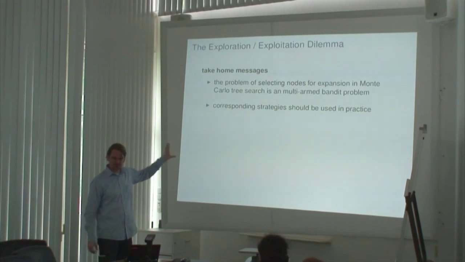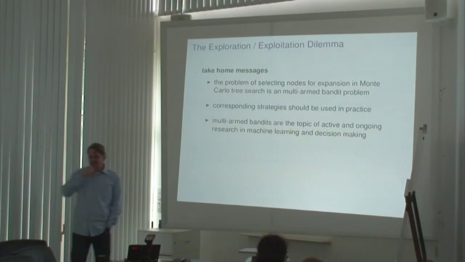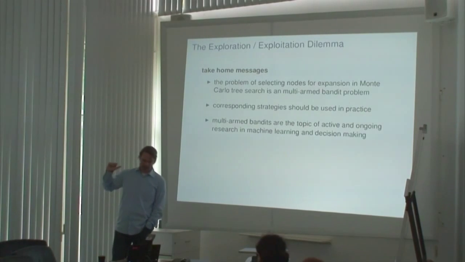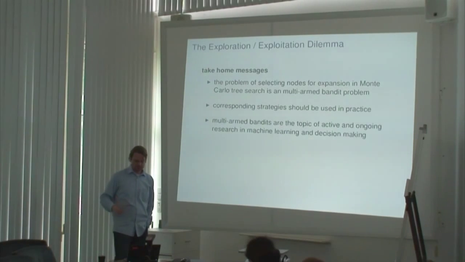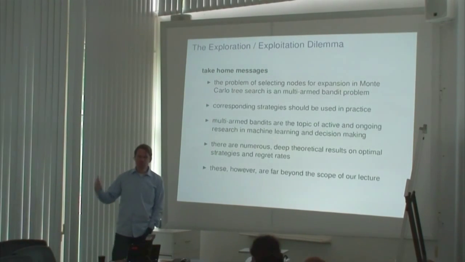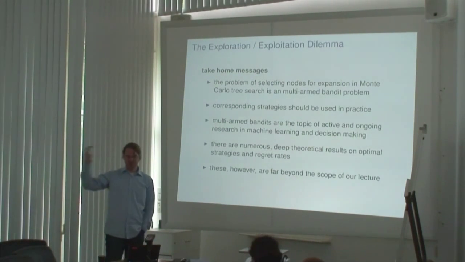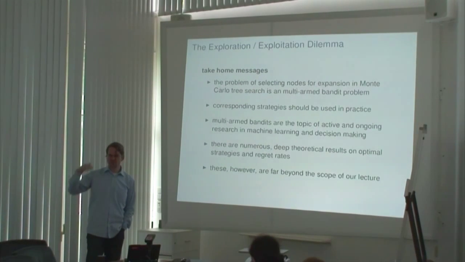We just saw two strategies for that. You should use them in Monte Carlo tree search. This is the multi-arm bandit problem. It is a long-standing research problem. It has a venerable history. It also goes back to the war. It is of extreme importance in machine learning and decision making. And there are numerous and very, very deep theoretical results by now on the problem of selecting strategies for multi-armed bandit settings. But we are not going to dig into these. This is a bit beyond what we should do in a game AI lecture.